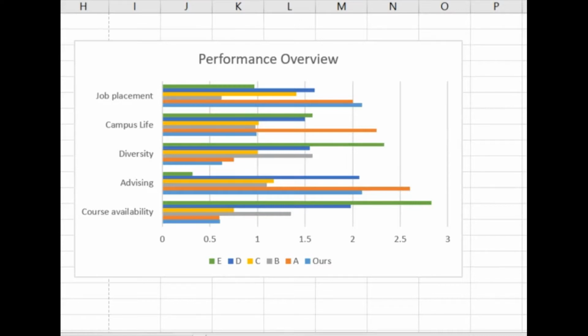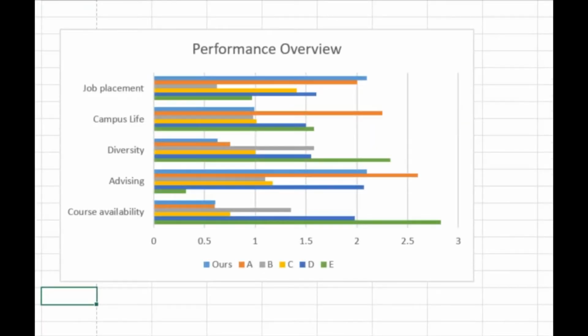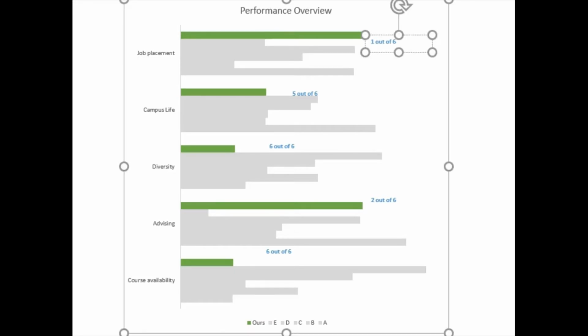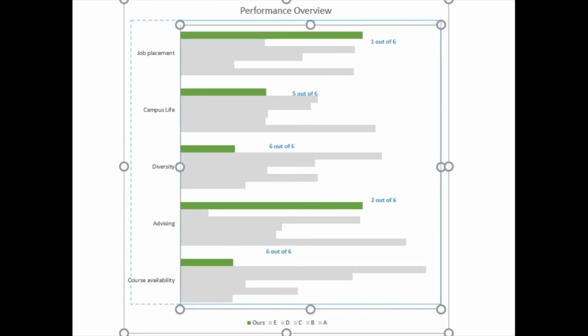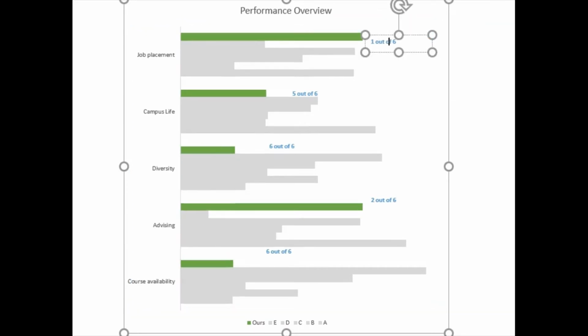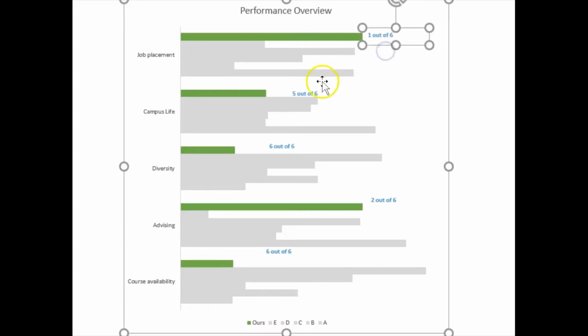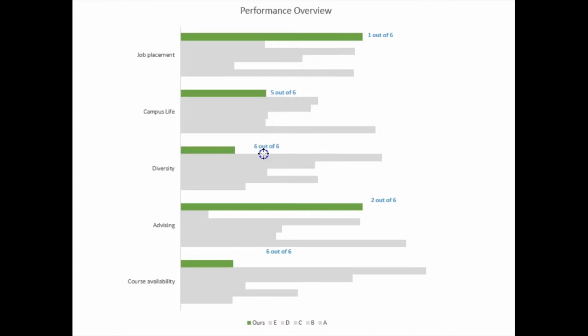So here it is. But there's really no contrast here. It's all just a bunch of different colors. We want to be strategic in the use of contrast. What we want to know is how we in our college are doing versus the other colleges, which are A, B, C, D, and E. And so what I did here was put the other colleges, A, B, C, D, E, in gray, and our college in green. And so it is very clear now.